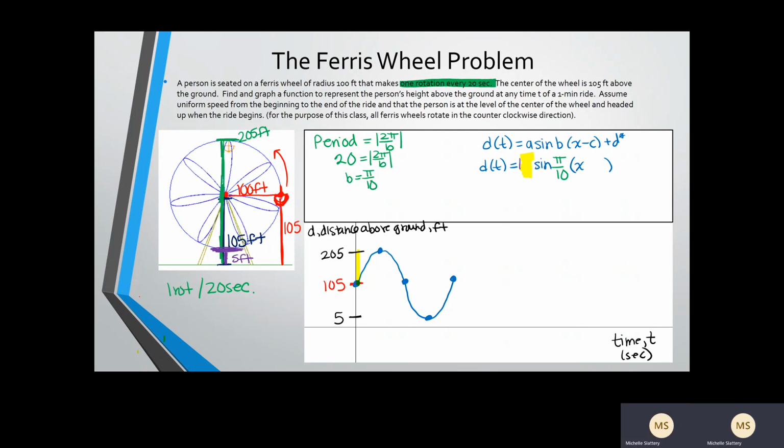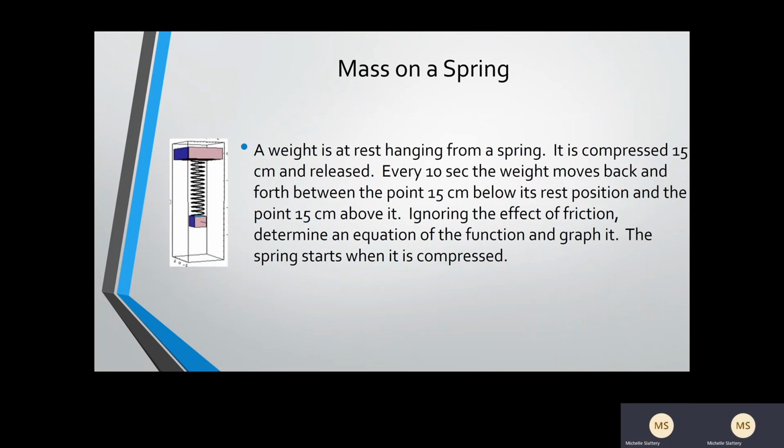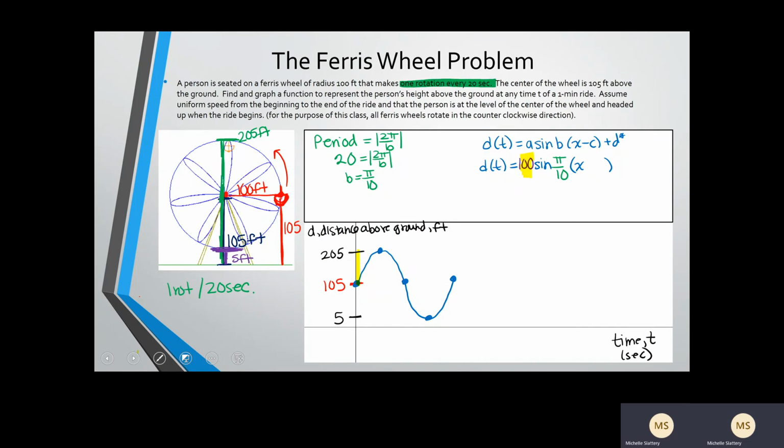Then I also need to determine if the A value is going to be positive or if it's going to be negative. Sorry about that. And since my graph goes up first, I know my A value is going to be positive. Okay. All right. So that's the 100 right there.